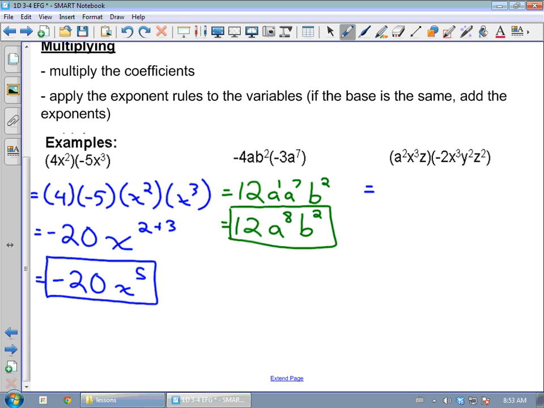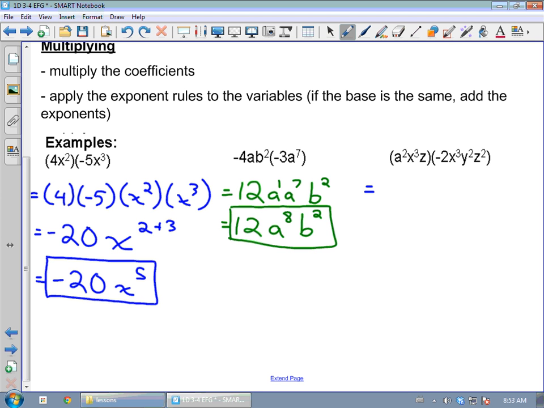Okay, last one here. For multiplying, what do we have here? We've got a squared x cubed z times negative 2x cubed y squared z squared. Okay. What are our coefficients here, Lexi? And we don't see anything else. We just see a negative 2 as one of our coefficients.